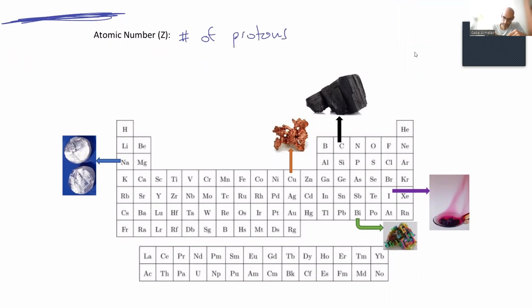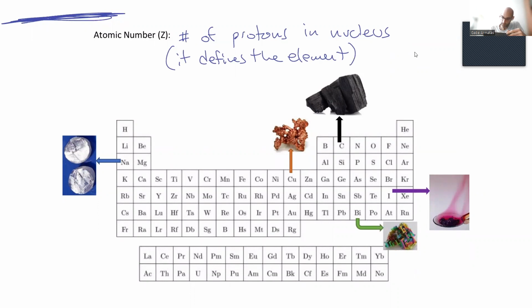protons in the nucleus, okay? We call that the atomic number, that is Z, okay? It defines the element. Okay, so the number of protons or the atomic number is going to tell you what atom you have.